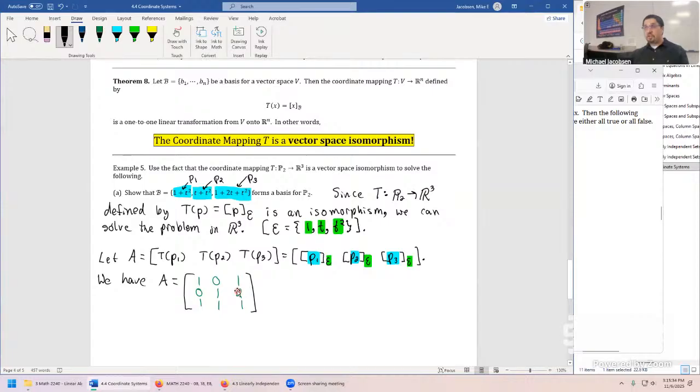But we got to the columns of A through the transformation T. So if the columns of A are a basis for R3 over here, then P1, P2, P3 is also a basis for P2 at the same exact time. Every single concept in the domain space P2 carries over, and vice versa, into a concept in the codomain space R3. Let's go for a quick determinant. I think that'd be the quickest way to resolve this one.